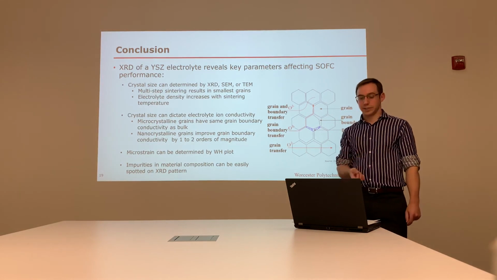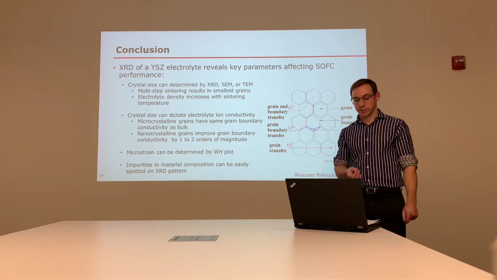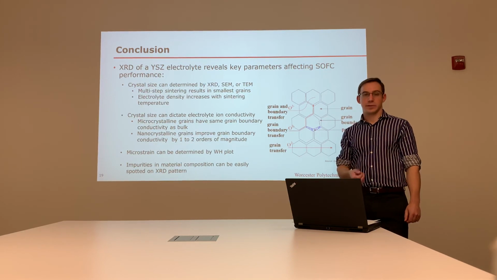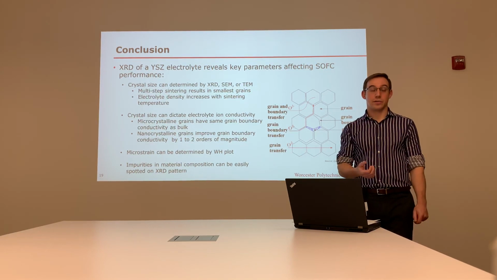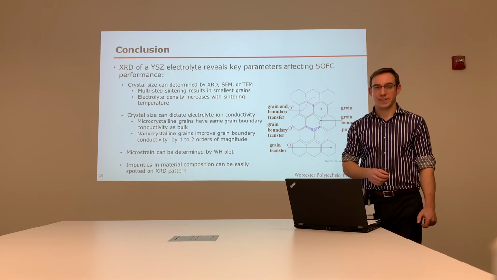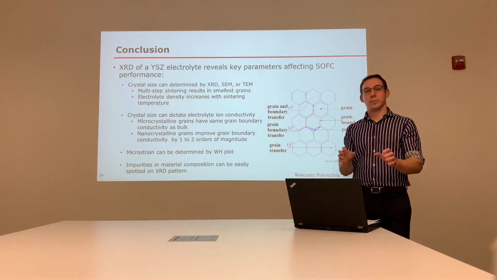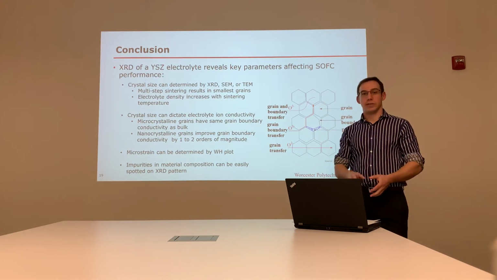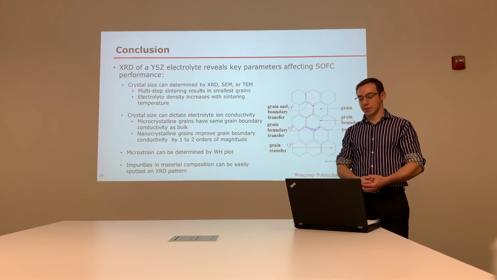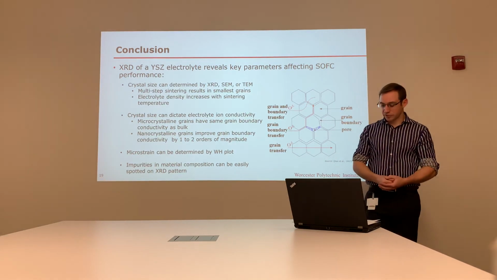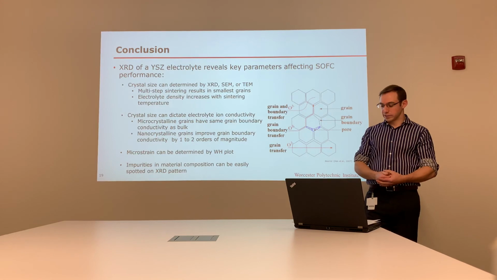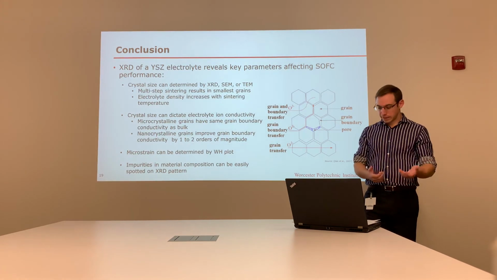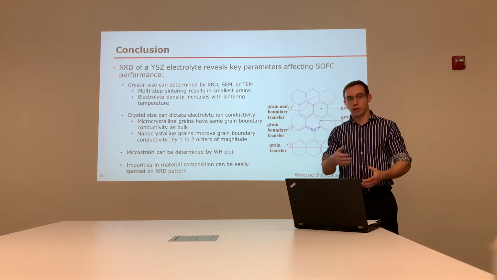The microstrain can be determined from the Williamson-Hall plot, as we saw, and impurities and the material composition are very evident on the X-ray diffraction plot. They'll show up as a more broad plot rather than the well-defined peaks that we'd like to see. So in sum, X-ray diffraction of this electrolyte allows us to determine its suitability in a fuel cell before operation.